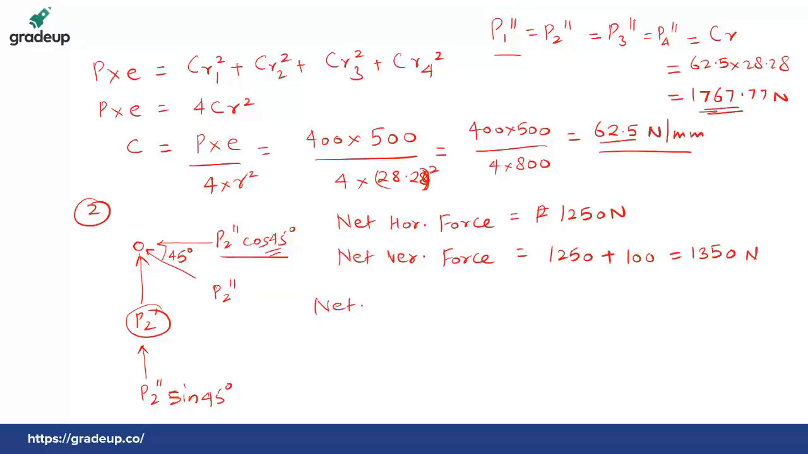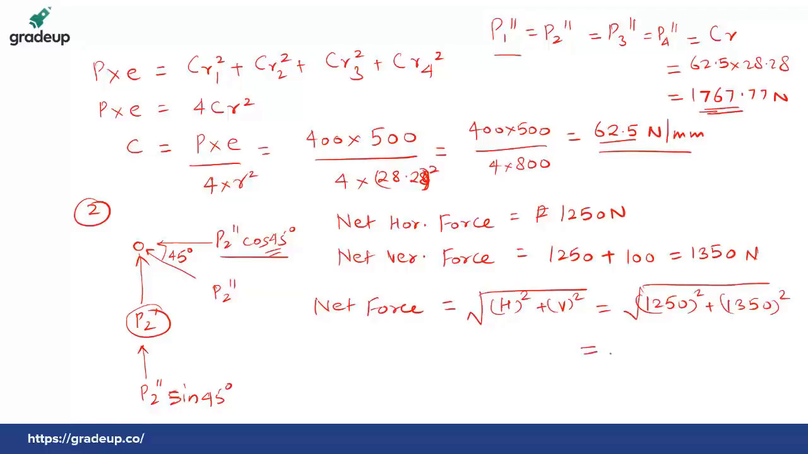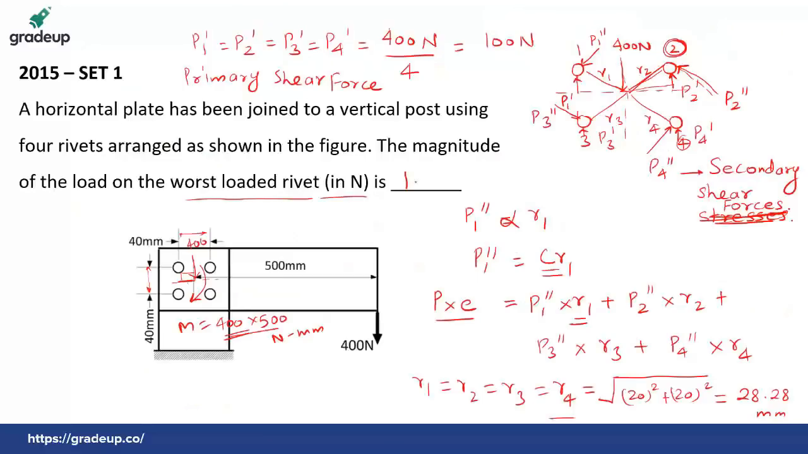So we have to find out the net force. Net force is nothing but the square root of horizontal force square plus vertical force square. So that means it's the root of 1250 square plus 1350 square. So this value will come out to be 1839.84 Newton. This is the net force and this is the answer, 1839.84 newtons. So this was basically a very conceptual question on the riveted joint, that too of eccentric loading.